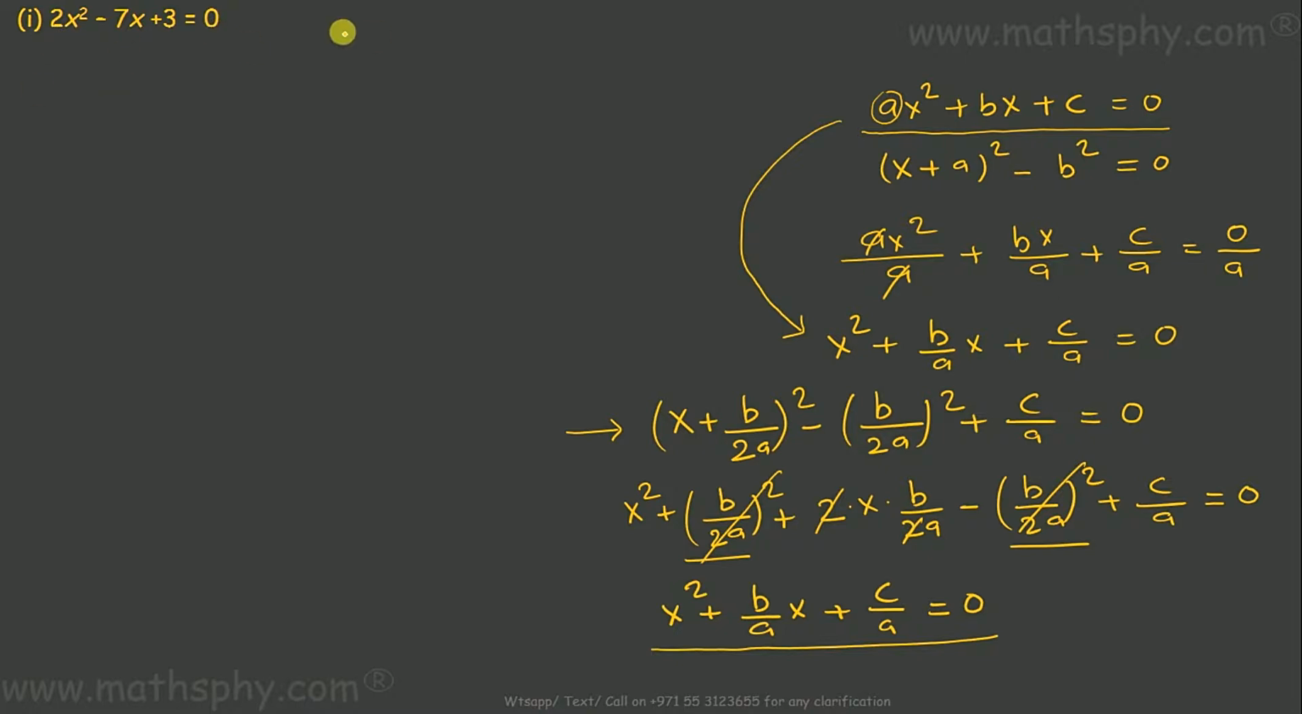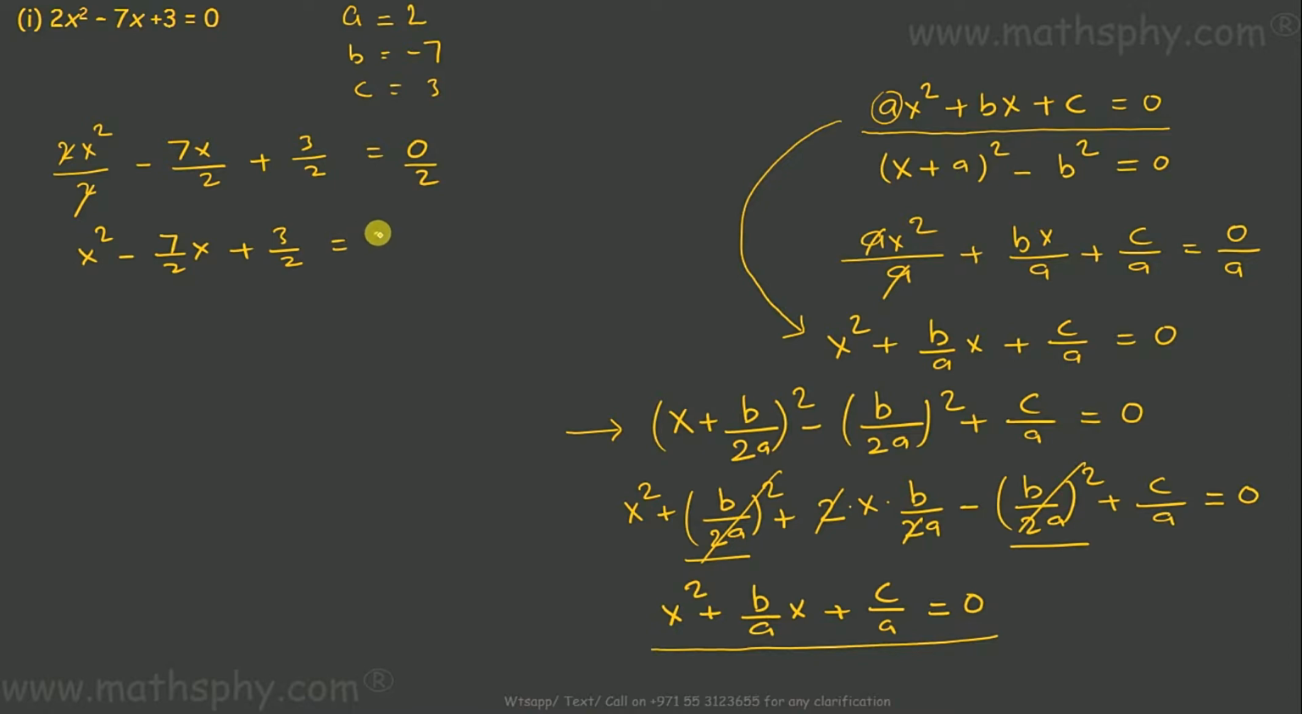I have this equation here where a is 2, b is negative 7, and c is 3. The very first step, we have to divide this equation by a, meaning by 2. So 2x squared divided by 2 minus 7x divided by 2 plus 3 divided by 2 equals 0 over 2. This gives me x squared minus 7 over 2 x plus 3 over 2 equals 0.